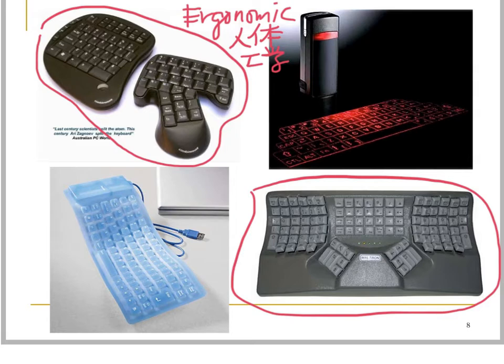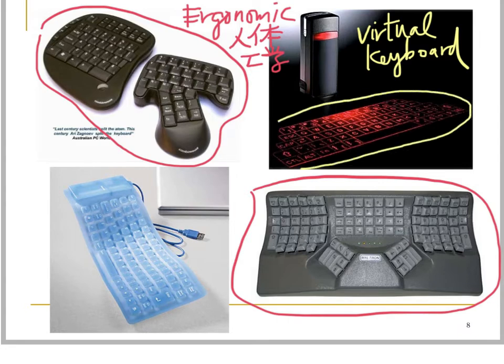And the one on the top right corner is a virtual keyboard. It makes use of a laser beam to project the image of a keyboard on a flat surface, such as your table. Then you can simply put your fingers on the table, and the characters will be inputted into the computer. And on the lower left corner is a flexible keyboard made of plastic. Flexible, which means you can fold it and carry it away very easily.